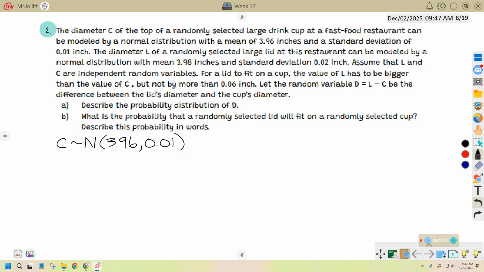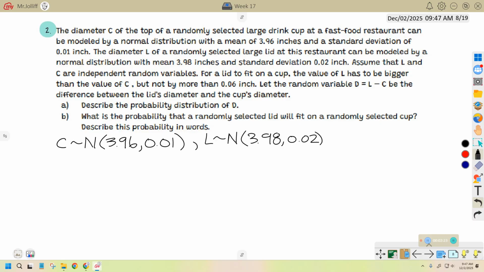Good. They gave us another one. What was the other distribution? The lid. Very good. L, which was also normally distributed with a mean of 3.98, standard deviation of 0.02. Good.